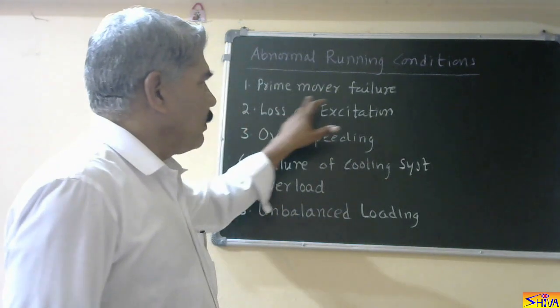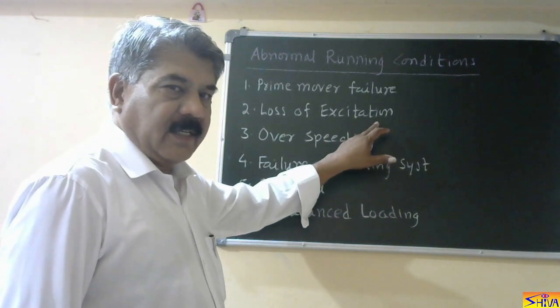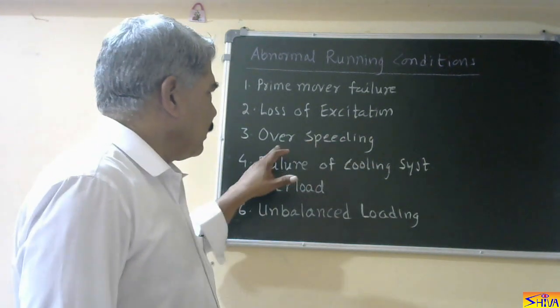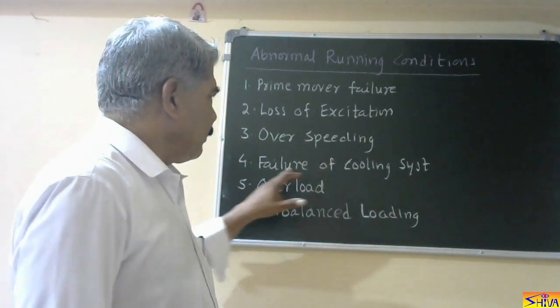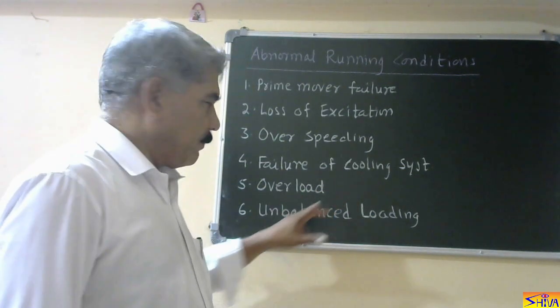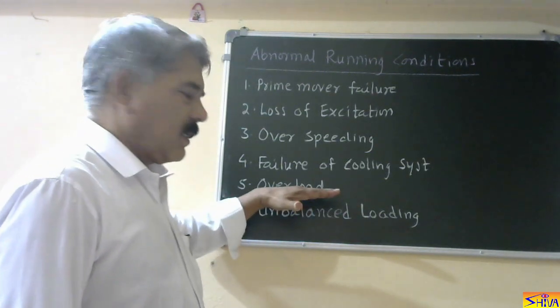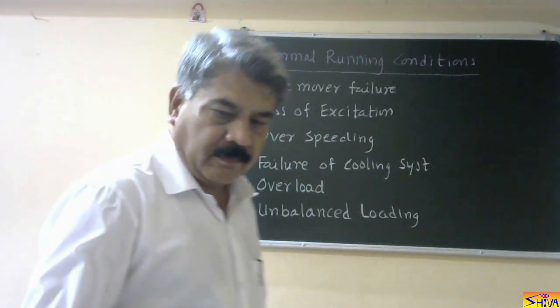Number one, prime mover failure. Second, loss of excitation, that is excitation failure. Third is overspeeding. Fourth is failure of cooling system. Fifth is overload. And sixth is unbalanced loading. So today I will discuss first five conditions.